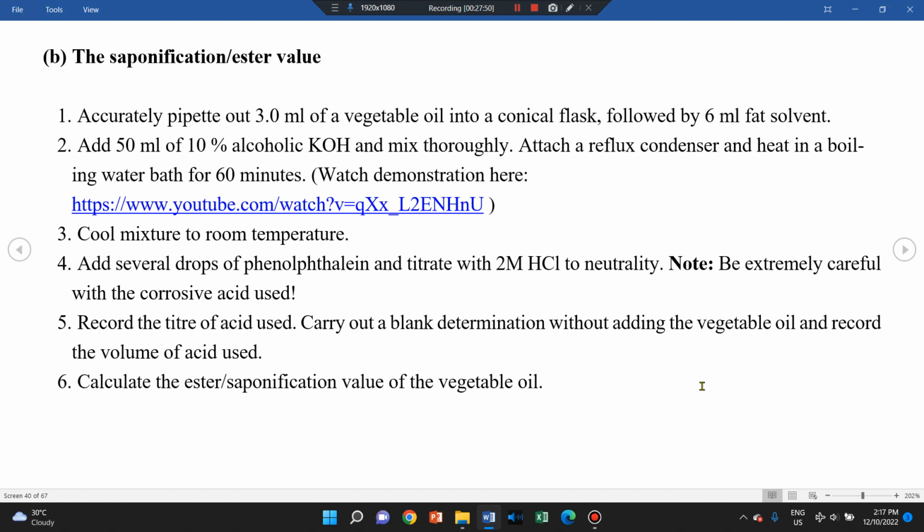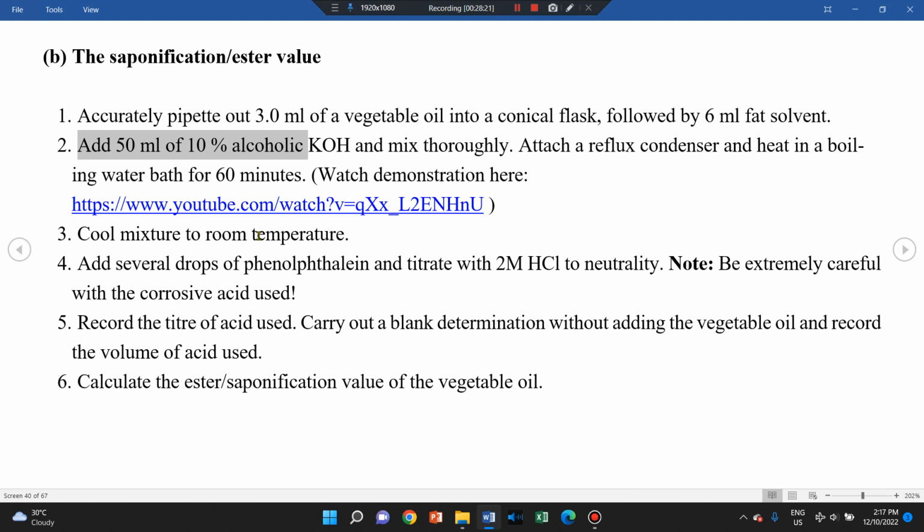Next is saponification or ester value. So here you just use 3 ml of whichever oil, followed by 6 ml of fat solvent. Okay, so 3 ml. That means 9 ml of the solution. Follow the instruction. Add 50 ml of 10% alcoholic potassium hydroxide.